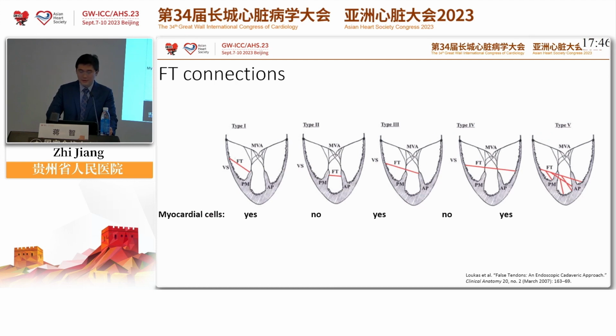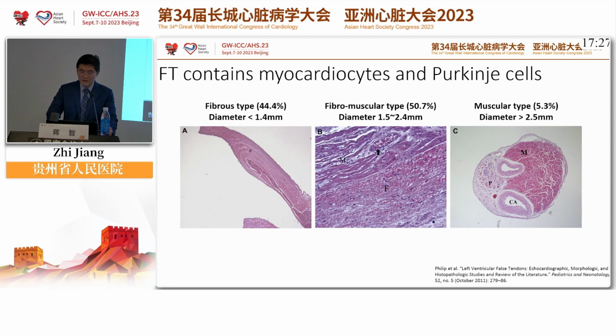The Loukas group in 2007 classified the false tendons according to their connections into 5 subtypes, and following histological studies identified myocardial cells in type 1, type 3, and type 5 false tendons. Phillips conducted a study using congenital heart disease specimens. The histological studies classified the false tendons into 3 types according to their contents and diameter.